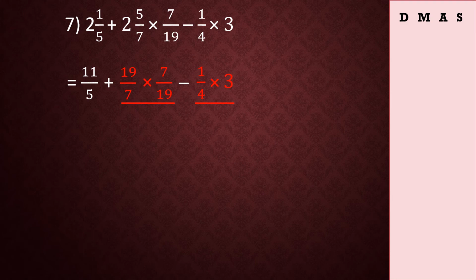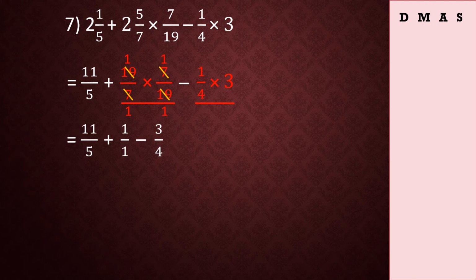Now simplify. See, 19 is divisible by 19. So divide. 19 ones are 19. Again, 7 is also divisible by 7. So divide. 7 ones are 7. Now it cannot be further divisible. Now write 11 upon 5 and plus sign as it is. 1 ones are 1. After multiplication, we get 1 upon 1. Then write minus sign as it is. 1 3s are 3. After multiplication, we get 3 upon 4. So we have 11 upon 5 plus 1 upon 1 minus 3 upon 4.